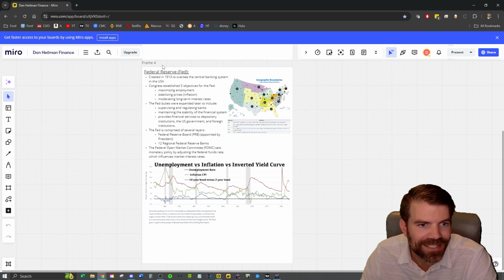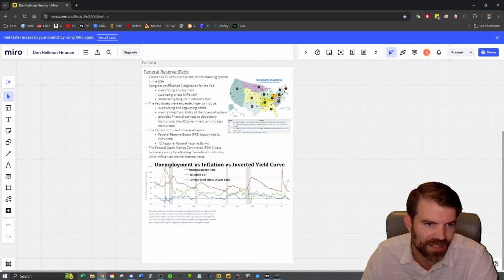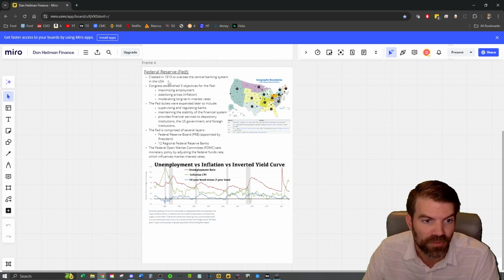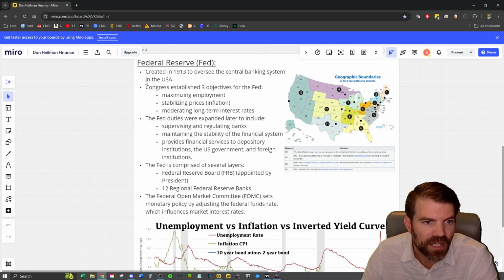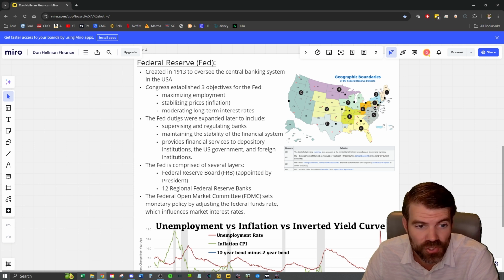So basically, Federal Reserve, what is it? It was created in 1913 to oversee the central banking system in the USA. The main concern was basically a huge crash for the entire economy in the United States, so it was made as a way to kind of control that. Their first three objectives when it was established were maximizing employment, stabilizing prices, which is inflation, and moderating long-term interest rates.